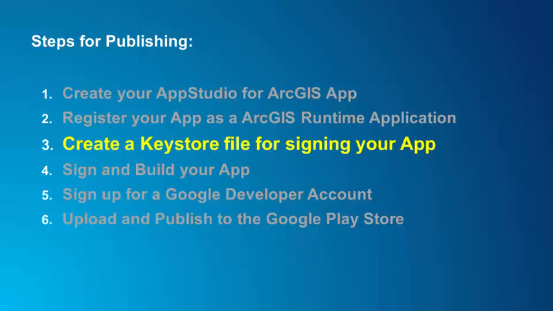The next step is creating a Keystore file. A Keystore file is a type of personal certificate for signing your app. It includes an alias and a password, and it is used when submitting an app to the Google Play Store. Once you've submitted an app to Google Play Store and want to update it, only apps that are signed with that same Keystore file can be updated to the Google Play Store. So do not lose your Keystore file or forget your passwords.